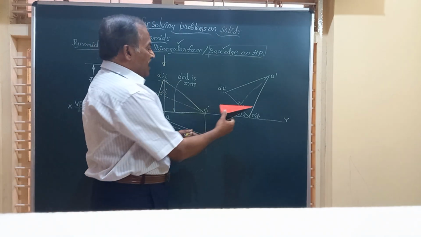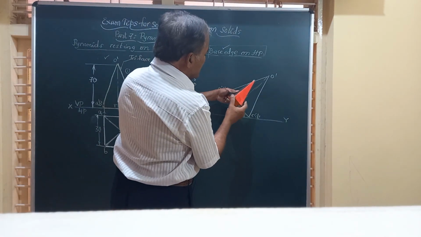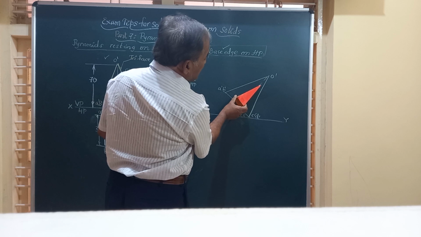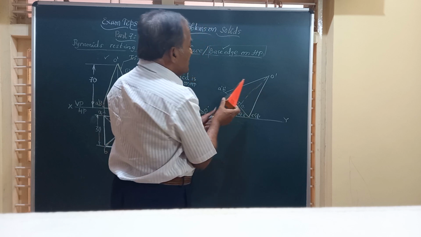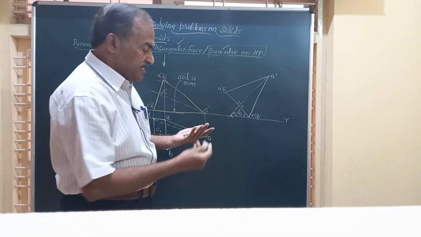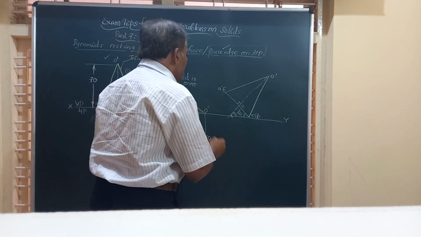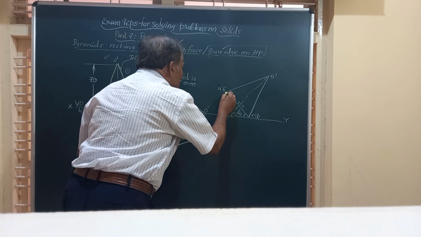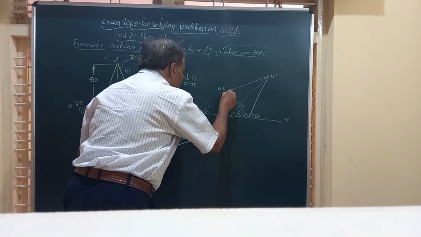Now friends, I'll place the object like this, friends. I'll show like this. The object is kept like this on HP. Friends, let us see how it is seen in the top view. For that, what is to be done, friends? I will take all these lines from there. So I will start from point A.